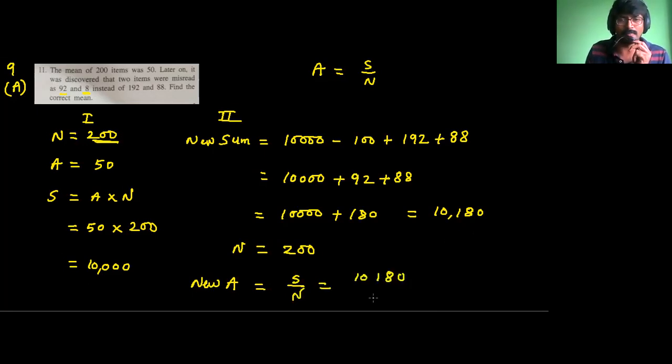10,180 divided by 200. So I'll first cancel this 10 and divide by 2. So it will become 509. So 50.9 would be the new average. Are you understanding? What will be the new average? The new average will become 50.9, and that's your answer.